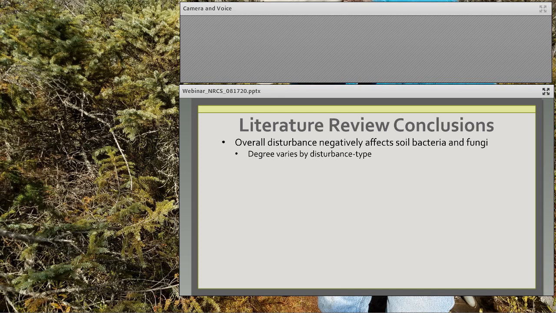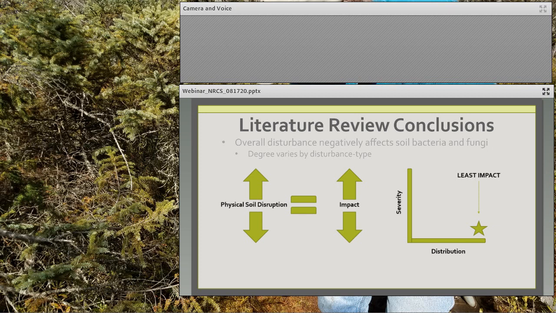Overall, we found that non-restorative disturbance has a negative effect on soil bacteria and fungi, although the degree to which this is true varies by disturbance type. Often we see microbial recovery within 5 to 10 years, indicating the resiliency of the soil biological community.